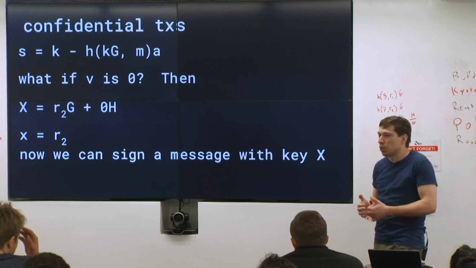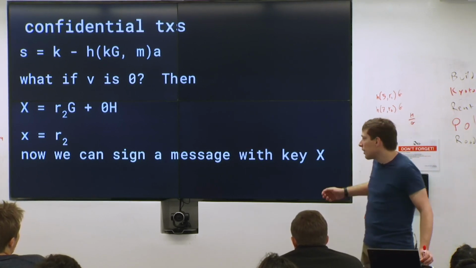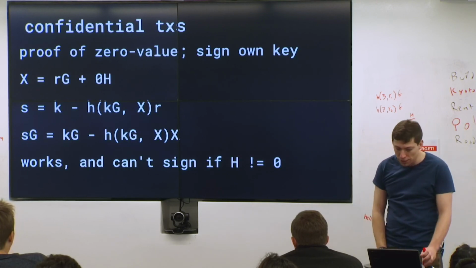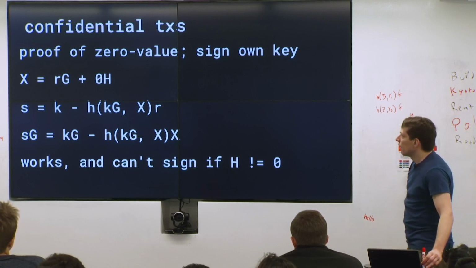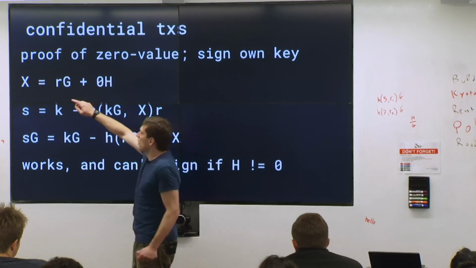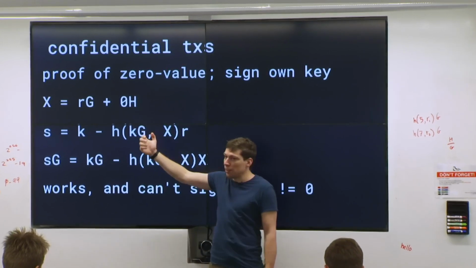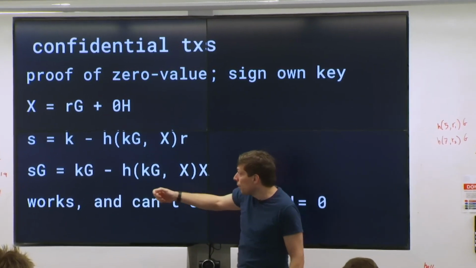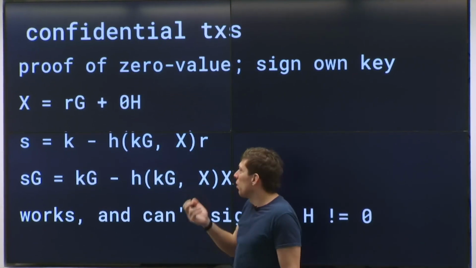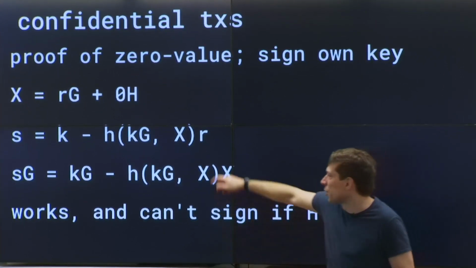So it'll work for a signature system, the same regular old signature equation that we use. I can sign a message with key big X. And so this is a proof of a 0 value. I'll just sign with my own key. So if X is some random blinding factor times G plus 0 times H, where the value you're committing to is 0, and so the question is, what message do you sign? Well, maybe sign the message which is the pub key itself. You sort of don't need to sign a message, but throw that in there.